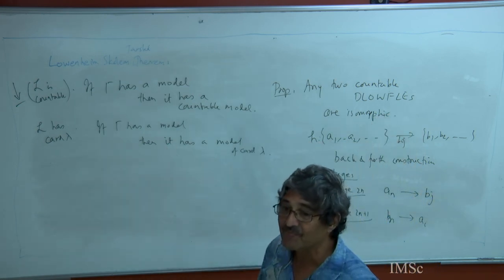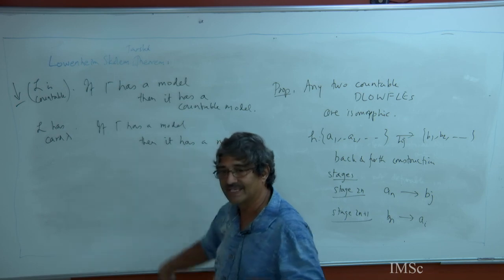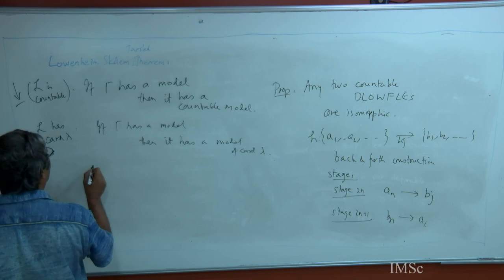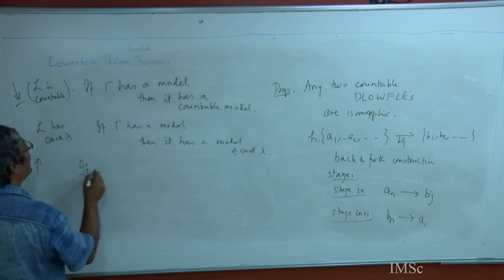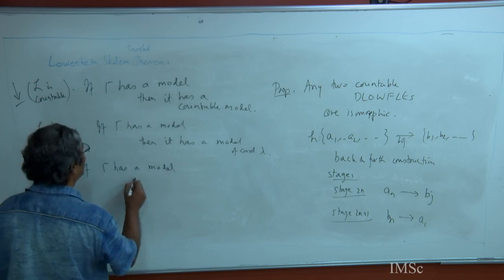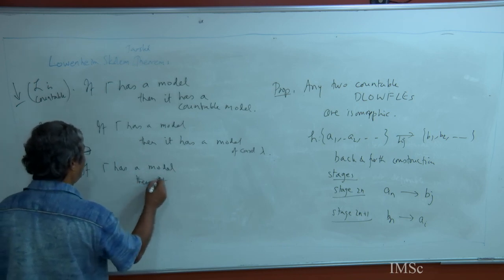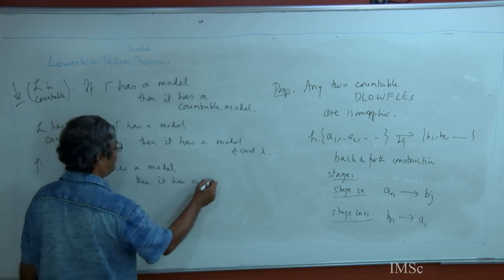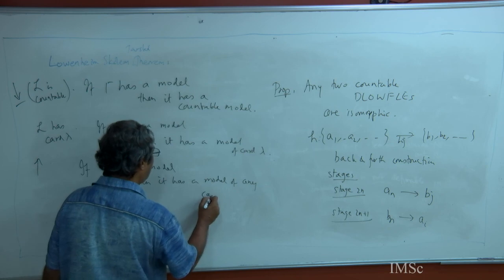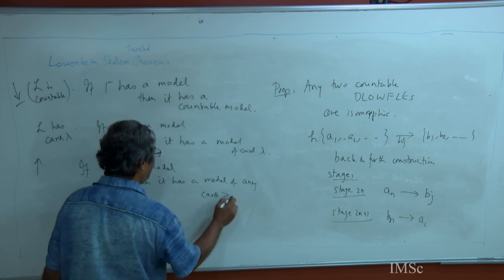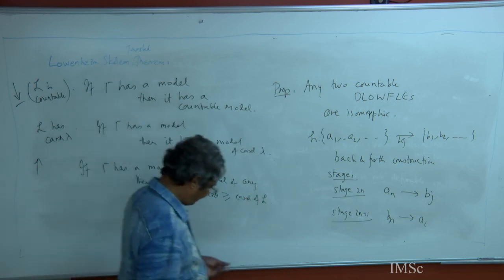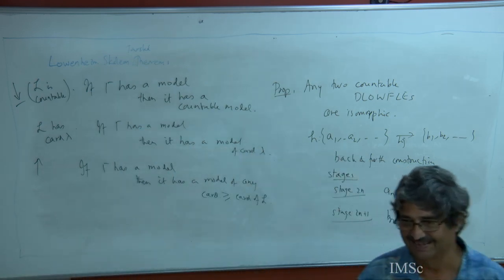This just says that this statement itself can actually be strengthened to this. Actually, it can be done the other way. That is the upward theorem, which says that if gamma has a model, then it has a model of any cardinality greater than or equal to the cardinality of L. This is interesting. What does this say?